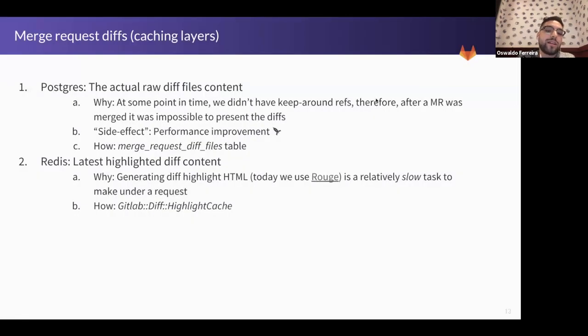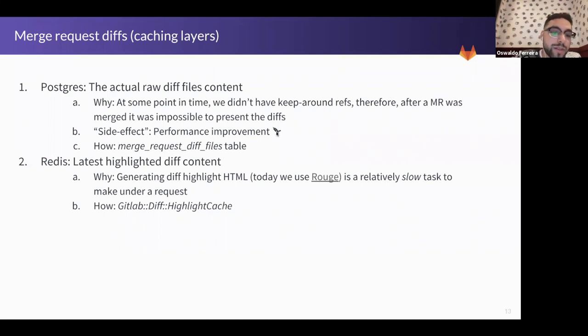So the caching layers, as we already talked a little bit. The idea was that at the time that we created this merge request diff files table, we had the mission to load the merge request diffs after the fact that it was merged. At the time, I think we didn't have the keep-around refs, so we started losing some references. So we needed some way to keep track of the diffs after the fact that it was merged. So we started persisting the merge request diff files. As a side effect, we started seeing some performance improvement.